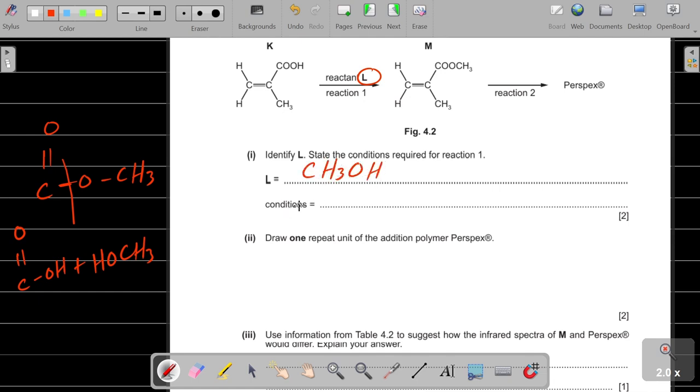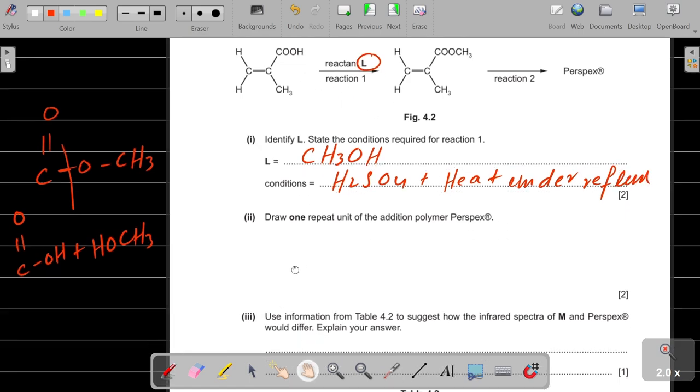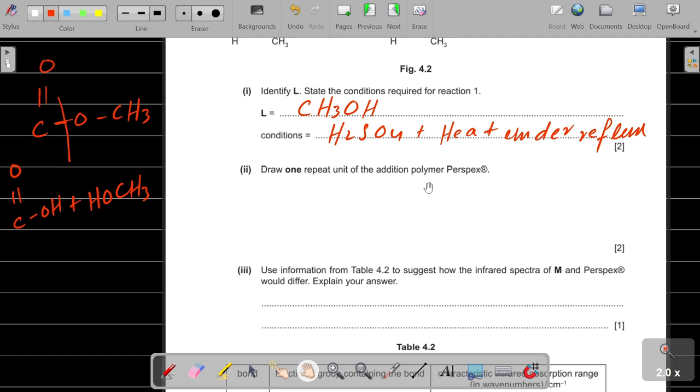And what are the conditions? We use sulfuric acid as a catalyst, plus heat under reflux. Now draw one repeat unit of the addition polymer Perspex.